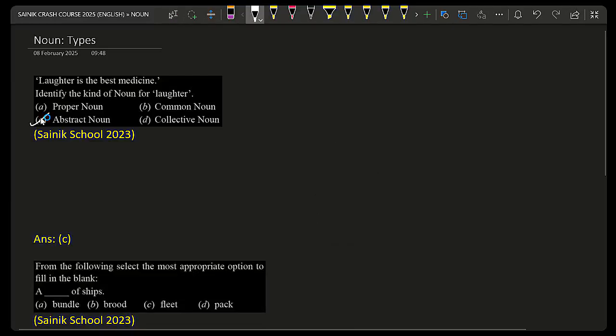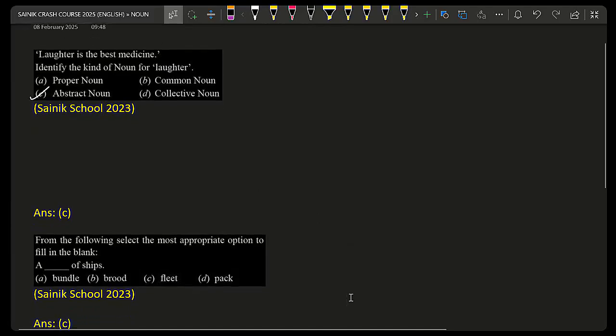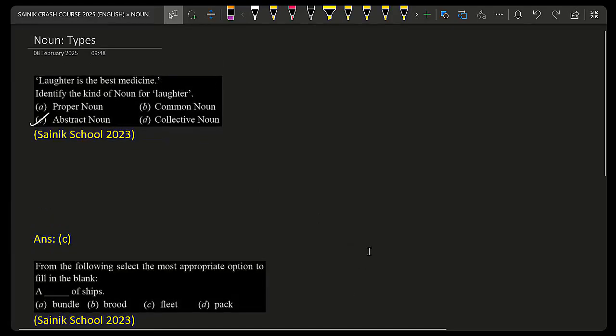All of you who wanted to give an answer can lower your hands. Next question. From the following, select the most appropriate option to fill in the blank. A dash of ships. It is a collective noun. They're asking for a collective noun. A bundle of ships, a brood of ships, a fleet of ships, a pack of ships. Who will give the answer?